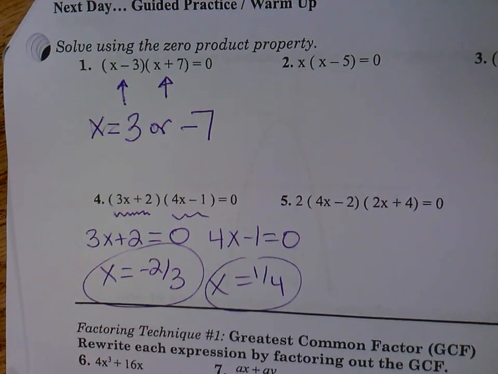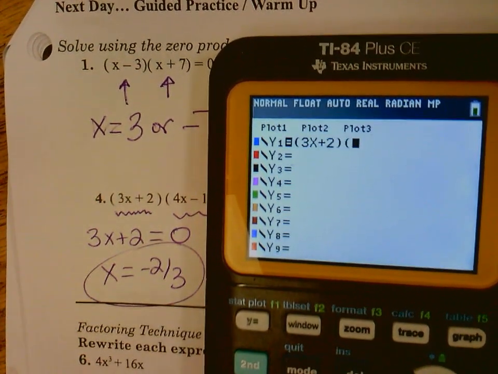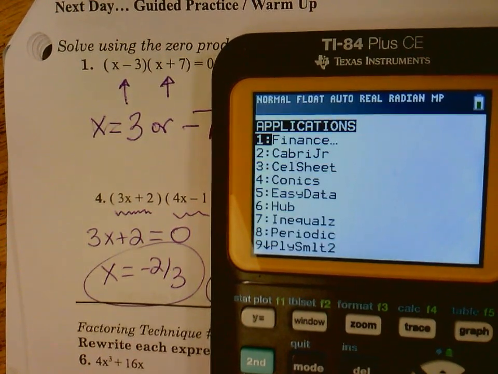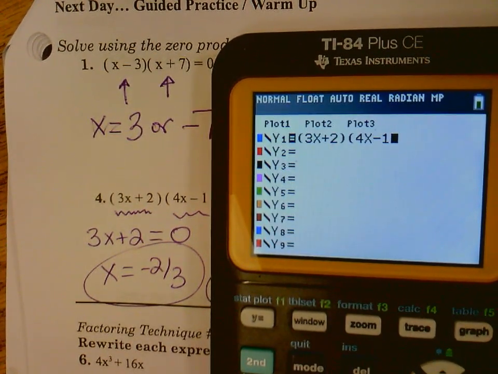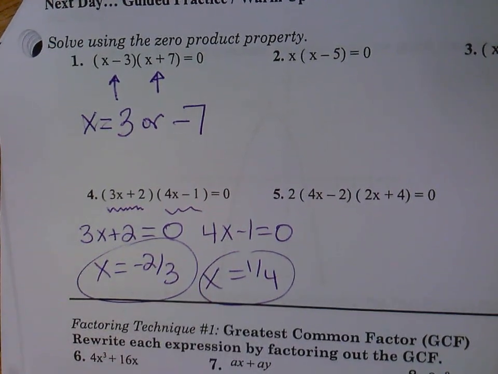And truly, these are the x-intercepts on the graph. If I plug this into my y equals menu, parentheses 3x plus 2 parentheses 4x minus 1, and I look at a graph of it, it's going to have x-intercepts at 1/4 and -2/3. I can't tell from the graph where they are though, unless I did second calculate 0. So sometimes factoring is better than using the graph.